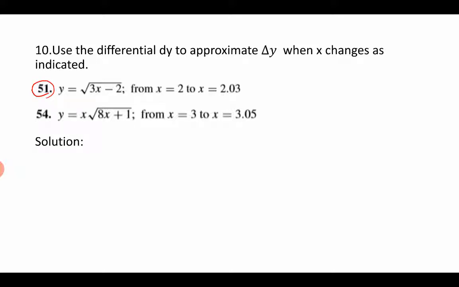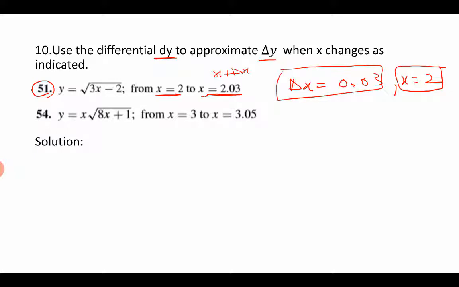51, isn't it? What is the question? Use differential dy to approximate del y, when x changes as indicated. So the given x is 2, and x plus del x is 2.03. So what is the difference between these two? That is our del x. Del x is 0.03 and the x value in the beginning is 2. These two pieces of information should be remembered.